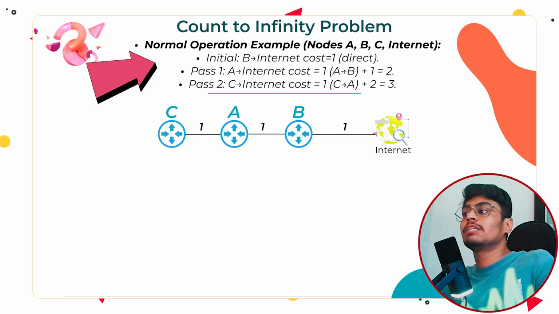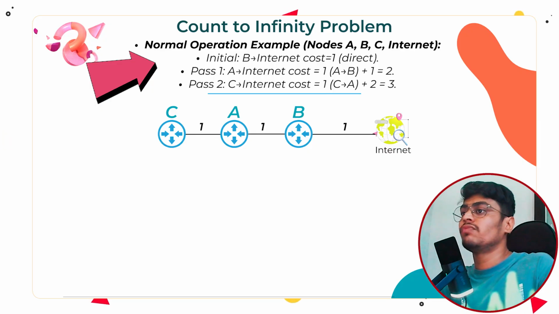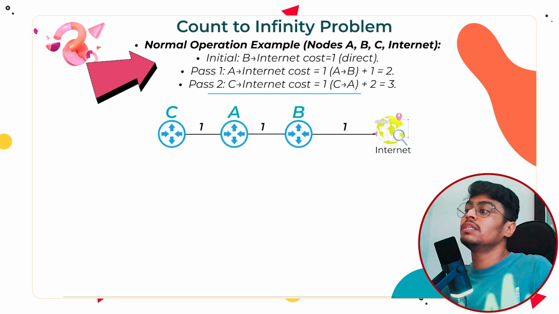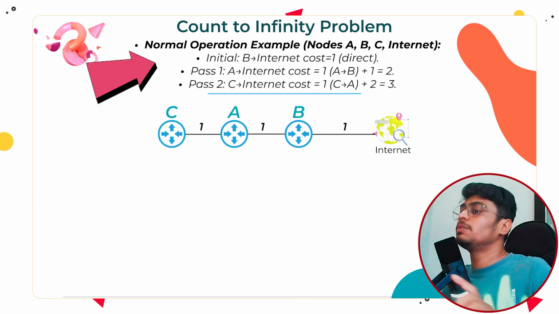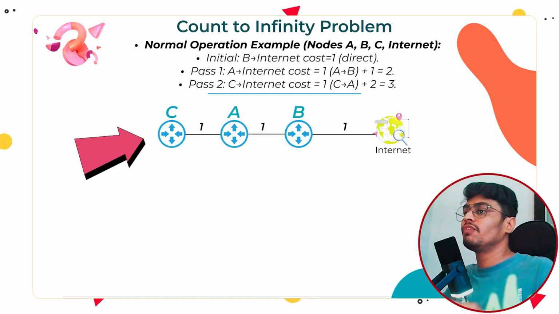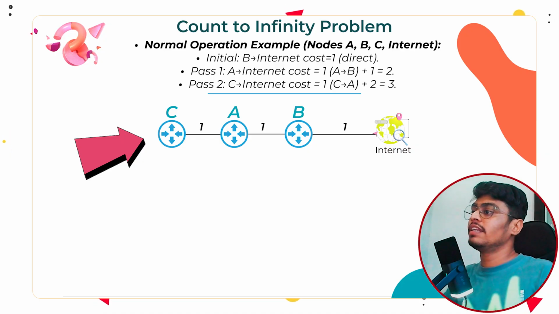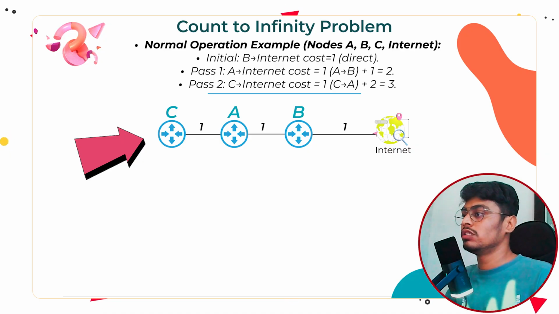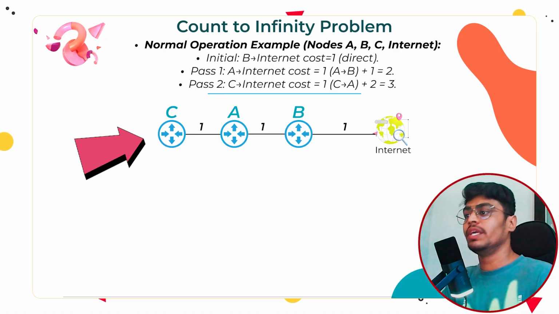Now I will explain the count to infinity problem in distance vector routing. This problem occurs in distance vector routing due to some specific reason. Let me take an example. Consider a simple network with nodes A, B, and C, and an internet connection. You can see it on screen also. What is the normal case? Initially, we have node A connected to node B. What is the cost? Cost is 1, and the internet cost is also 1. Node C is connected to node A, cost is also 1.